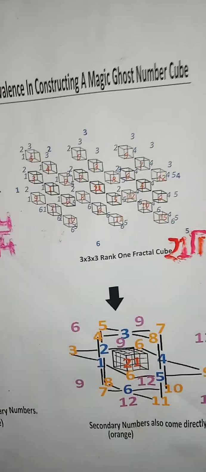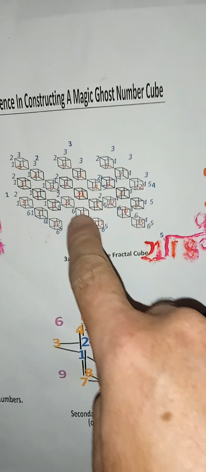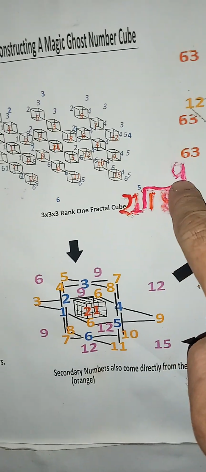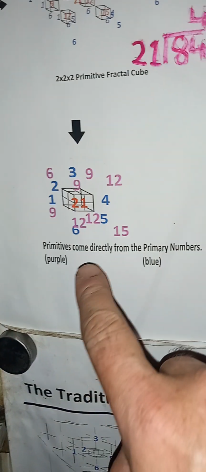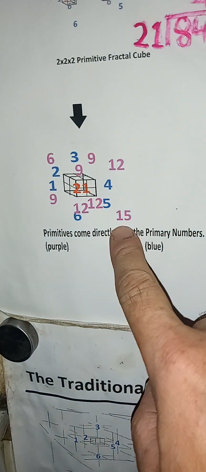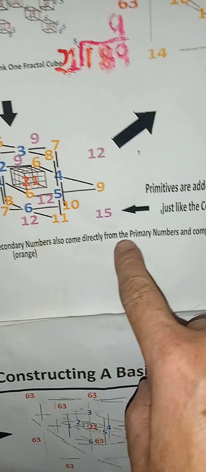This mobile, and 3 by 3 by 3, and 21 goes into the accumulation of all these miniature fractal ghost numbers, 189, 9 times, which is the 9 faces. And the primitives come directly from the primary numbers. The primitives are the inner ghost numbers, and the secondary numbers also come directly from the primary numbers.